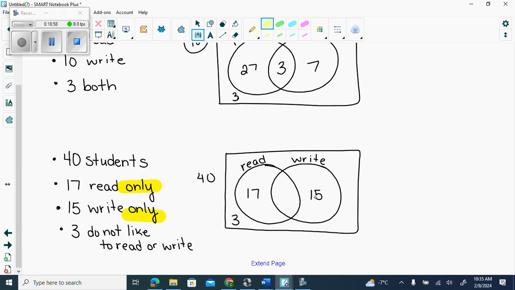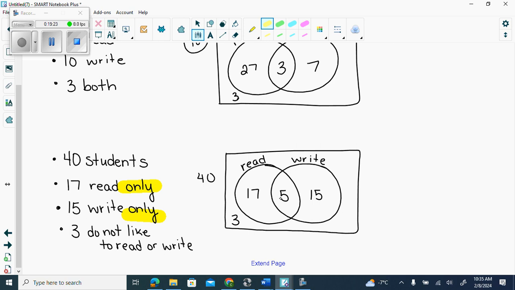Yes? How do I find the overlap? 40 minus those other 3, right? 40 minus 17 minus 3 minus 15, which I believe is 35, so it's 5 in the middle. So whenever I get something with an only, you can immediately go to that spot, right? And you can fill it in. All right. What questions could I have asked?